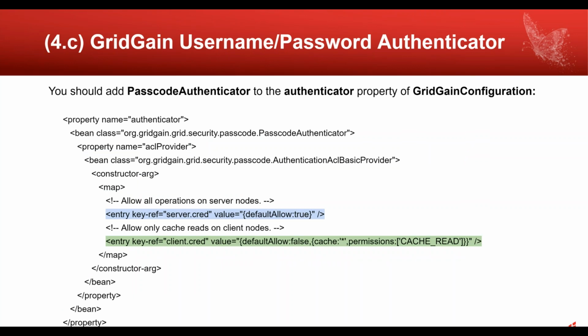To set the passcode authenticator, you need to add this Java class to the authenticator property of the GridGain configuration, like you see on your screen. You can see that this passcode authentication also contains users that will be validated. So we expect that in our cluster there will be only 2 users in this example.